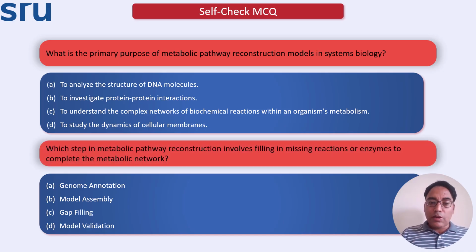Which step in metabolic pathway reconstruction involves filling in the missing reactions or enzymes to complete the metabolic network? Genome annotation, no. Model assembly, no. Gap filling, yes, of course. That's the part which involves the missing reactions. Remember, we are connecting a missing dot somewhere, like two proteins being connected with some other protein. All these missing gaps we need to find out. This is termed gap filling.